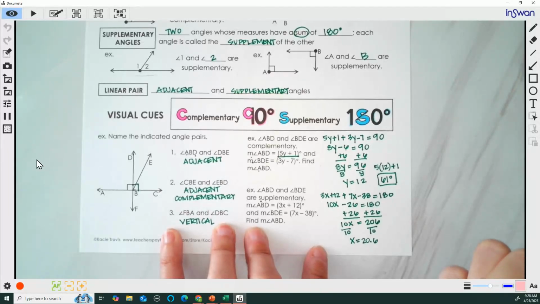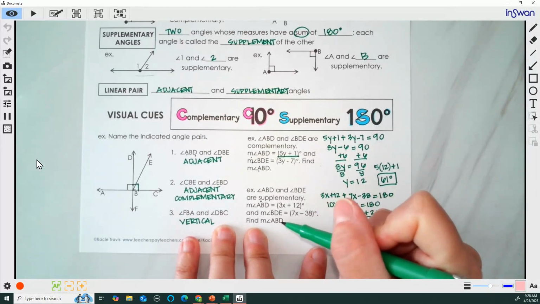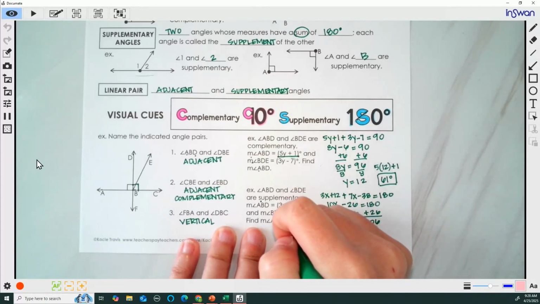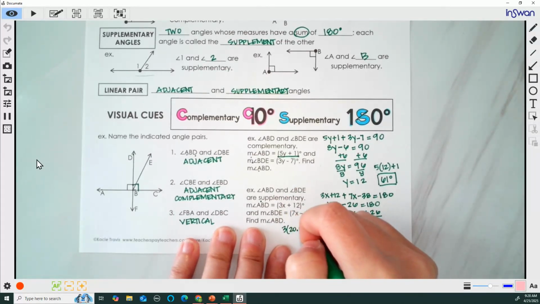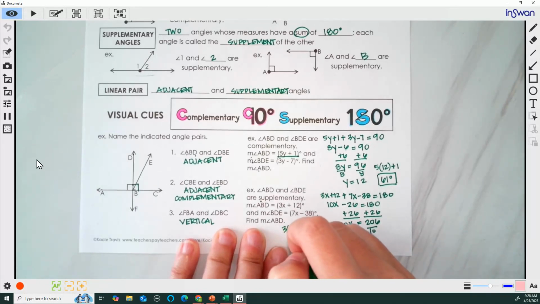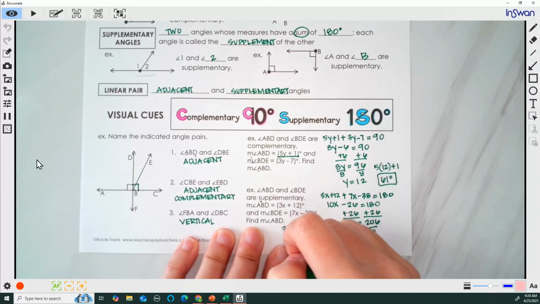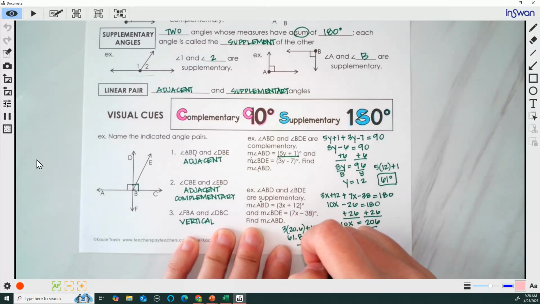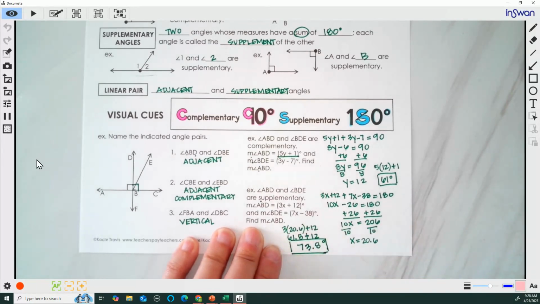And then I am going to plug the value of x back in, because I want to find ABD. I'm running out of room. So I've got 3 times 20.6 plus 12. 3 times 20.6 is 61.8, plus 12. And the measure of angle ABD is 73.8 degrees. Almost ran out of room.